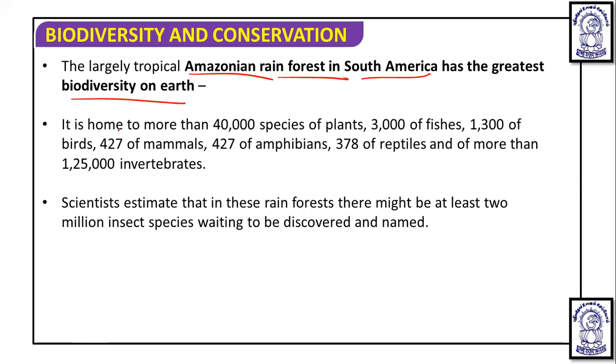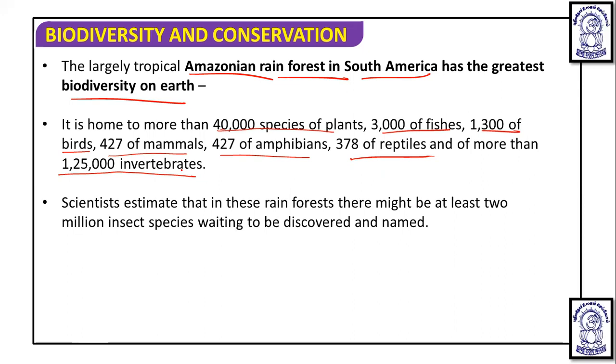It is also known that this Amazonian rainforest has more than 40,000 species of plants, then 3,000 species of fishes, 1300 species of birds, 427 of mammals, 427 of amphibians, 378 of reptiles, and more than 125,000 invertebrates. This many different organisms are found in the Amazonian rainforest, and this is showing a richness of diversity.